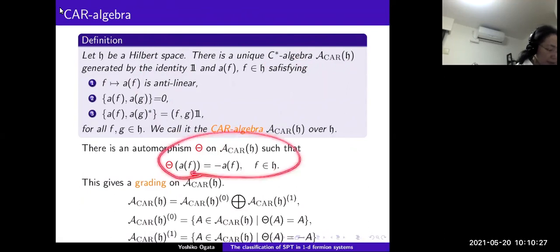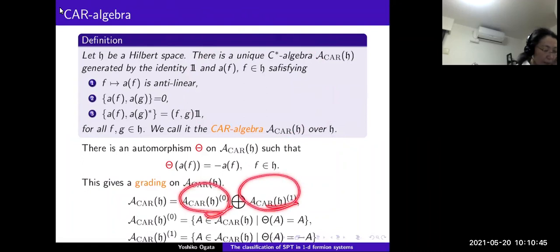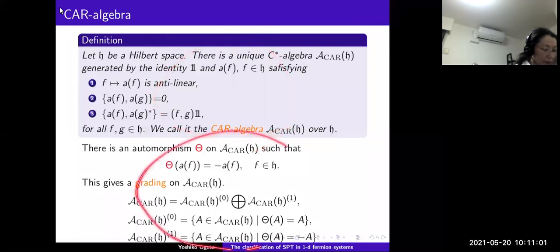Which is defined like this. And clearly, this theta square is identity. As a result, this gives a grading on the CAR algebra. Namely, the CAR algebra is decomposed into direct sum of even part and odd part. Here, even part means the elements which are fixed under this theta, and odd elements are elements which get an extra minus sign when we apply theta. So this is CAR algebra, and we note that there is grading on the CAR algebra.